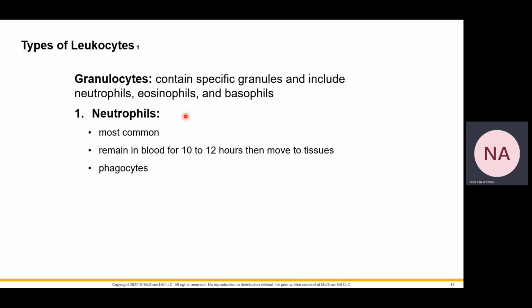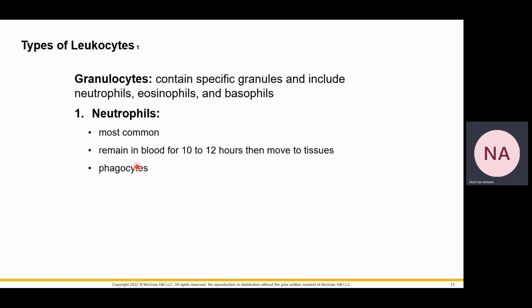And as we have said earlier, the most common type of white blood cells, the most numerous, is your neutrophils. That is why it is considered the first line of defense against infection. Kasi siya yung unang lumalaban talaga sa infection. And it remains in the blood for 10 to 12 hours. And then they tend to move to our tissues, especially if there is really an infection. Because the main function of your neutrophils is to phagocytose.